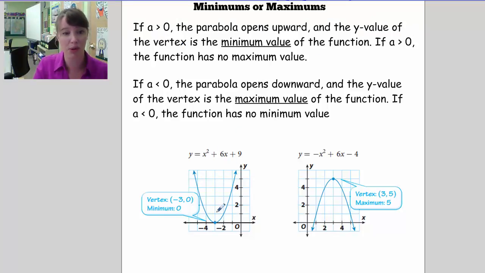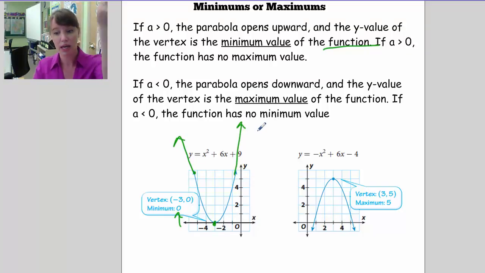So here's an example of a parabola opening upward. The y value of the vertex, or 0 in this case, is called the minimum value of the function, meaning that is the smallest value that the function, or the y value, ever gets to. So if a is greater than 0, the function has no maximum value, meaning it actually goes up into infinity for the function values because the y keeps increasing on both branches here.